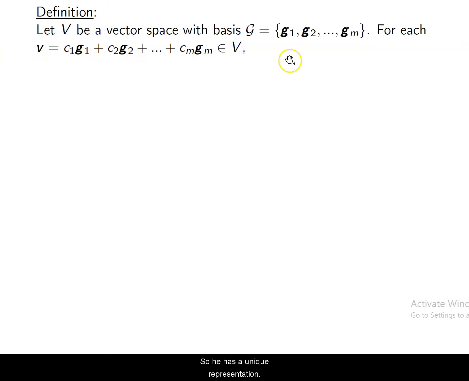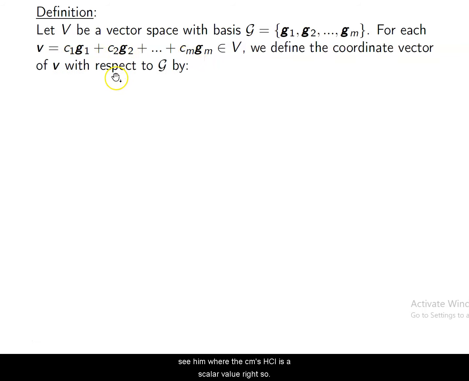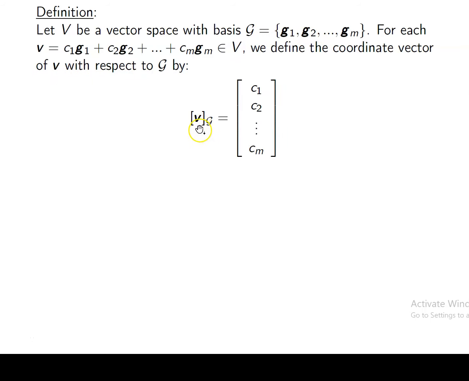So V has a unique representation under these basis vectors by using this unique linear combination: C1, C2, all the way up to Cm, where each Ci is a scalar value. So we define what's called the coordinate vector of V with respect to basis G by the representation of V by the scalar values that we need when we write this linear combination.